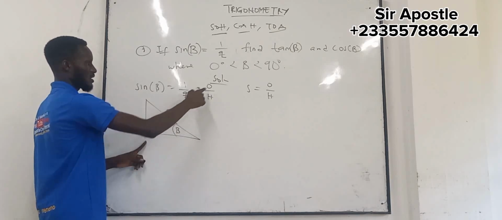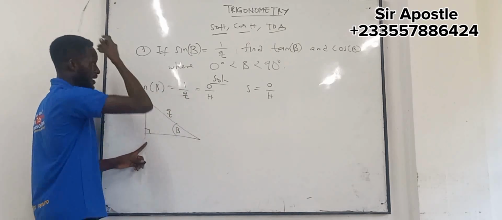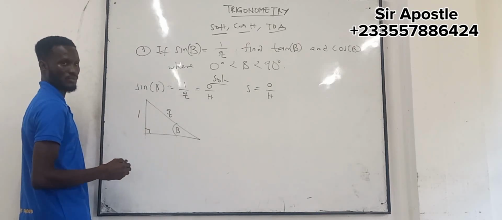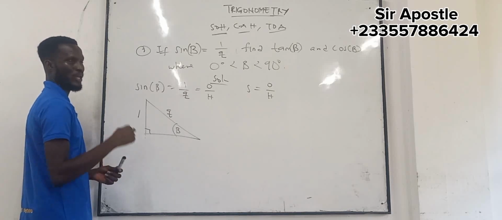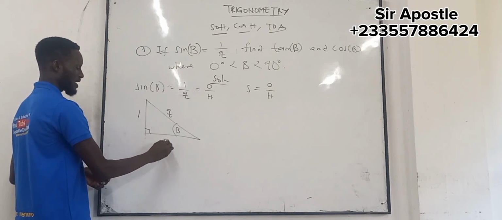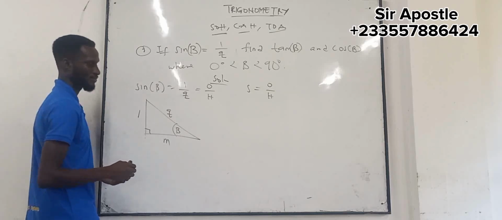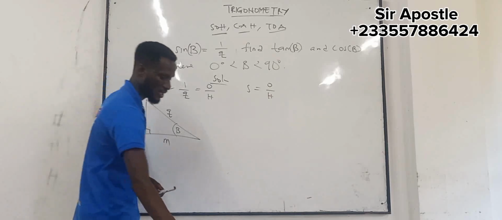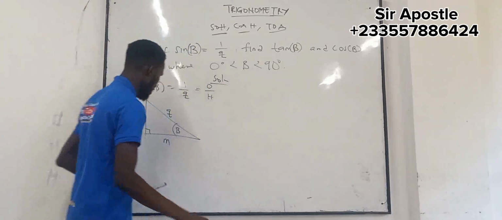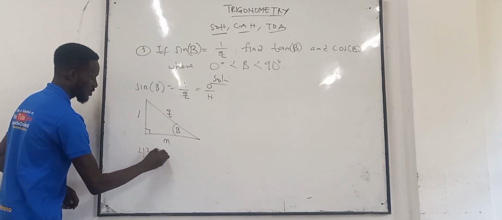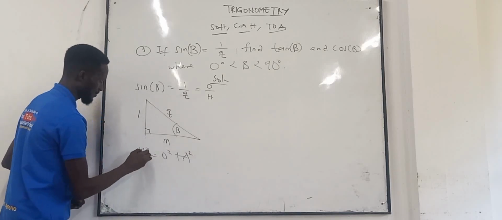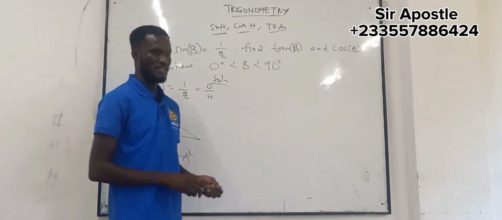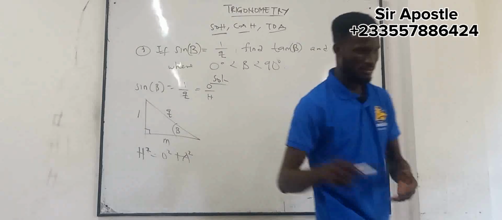The top one is the opposite. The opposite is 1. Here we don't know this side. We have to solve for the adjacent. Let me use M to represent the adjacent. So from the Pythagoras theorem, hypotenuse squared is equal to opposite squared plus adjacent squared.